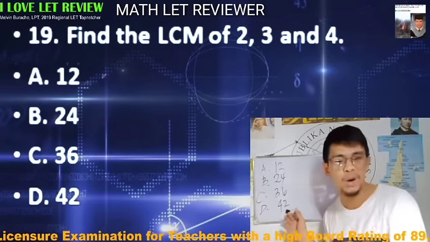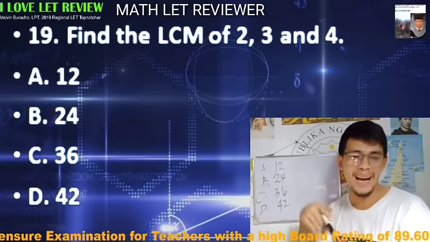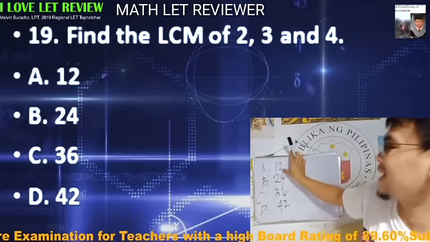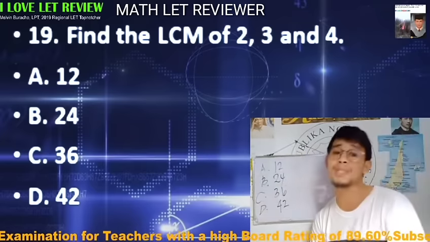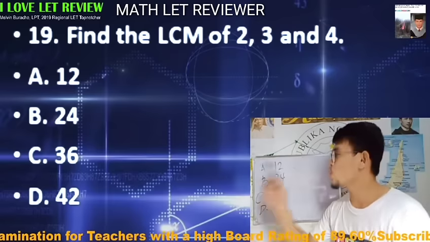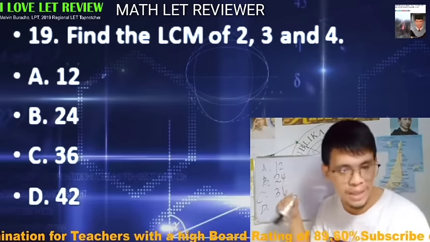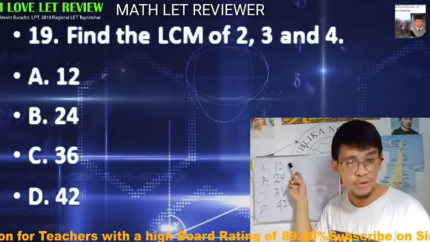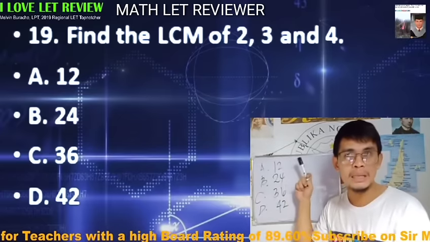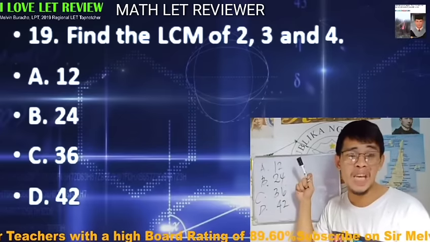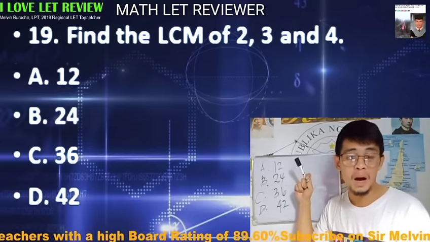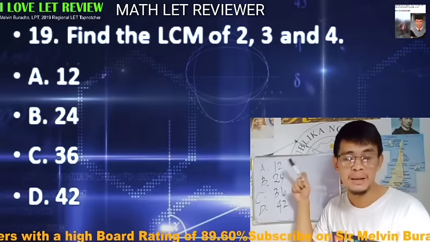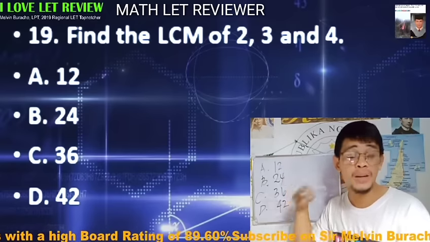Magsisimula kay 42? Ayan, huwag kang tatanga-tangahan, okay? So, dito ka magsisimula kay 12, dahil least ang tinatanong. Okay, kapag greatest, magsimula ka sa pinakamalaki. So, least po ang tinatanong. O, so, anong least? 12. Now, to prove that this 12 is an LCM of the 3 given numbers, you just have to divide 12 by the 3 numbers.